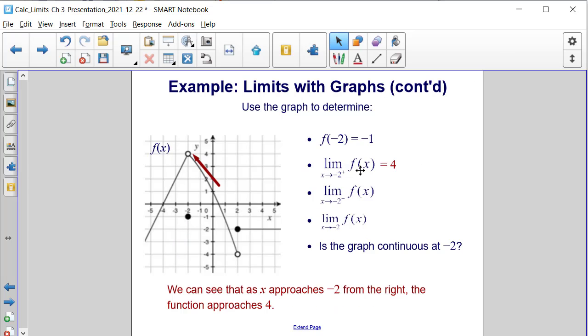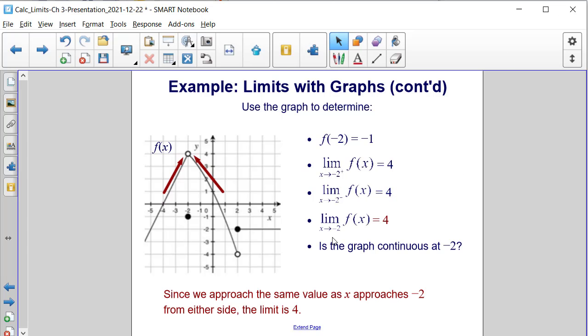To determine the limit of f of x as x approaches -2 from the right, we can follow the path of the function as it's approaching -2 from the right, and we can see that the function is approaching a y value or function value of 4. So it's equal to 4. For the limit of f of x as x approaches -2 from the left, we can see that as x approaches -2 from the left, the function approaches the y value of 4. So therefore this limit is equal to 4.